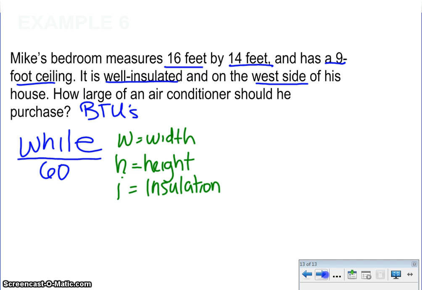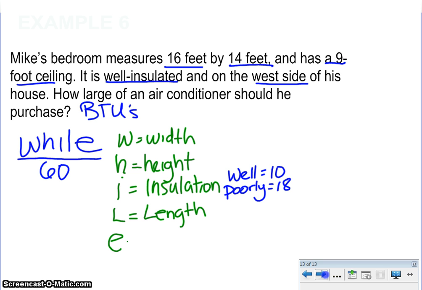If it is well insulated, you will put a 10, always. If it is poorly insulated, you will put an 18, and again, that is always. Those are the only two numbers that you will use for insulation. L is your length, and E stands for exposure, meaning what direction does your house face? So with that, you have 4 possible answers. It could either be north, east, south, or west.